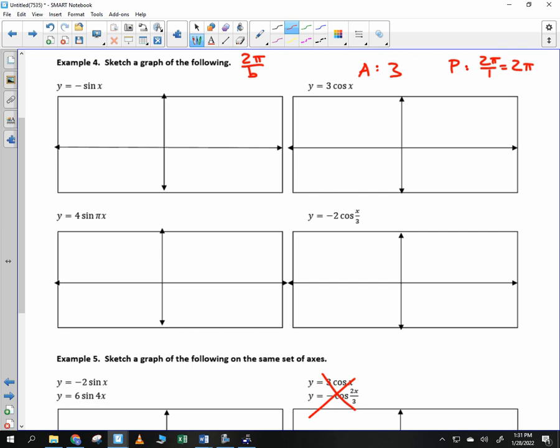All good with that? So what I'm going to do is graph this function by identifying amplitude and period. If the amplitude is 3, I'm going to make 3 tick marks. And then on the x-axis, I'm going to mark off 2 pi. I'm going to divide it in half to get pi.